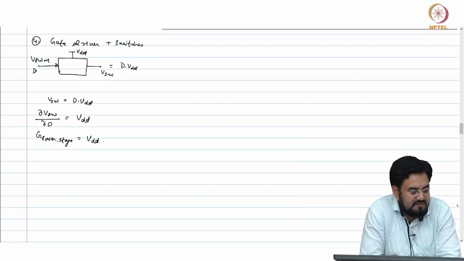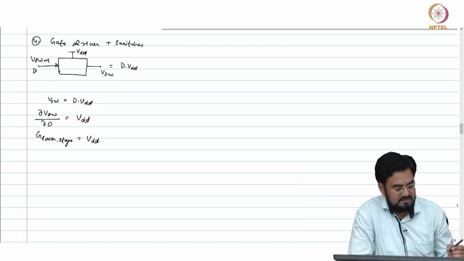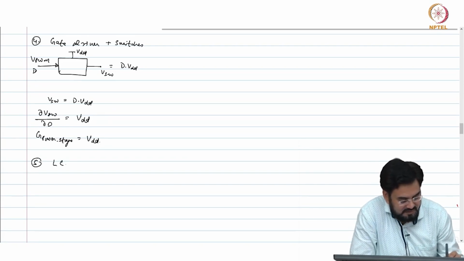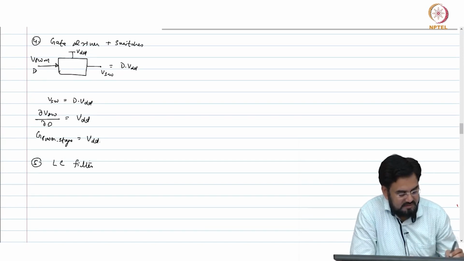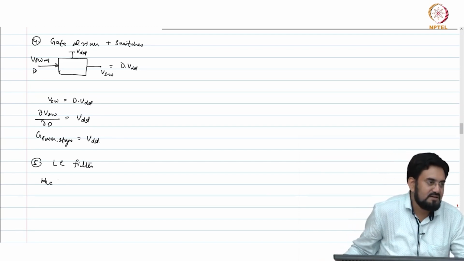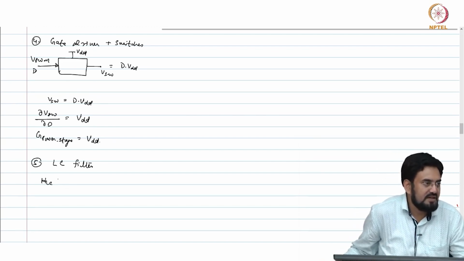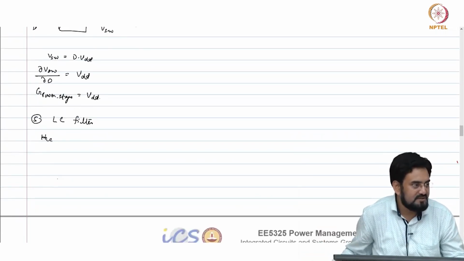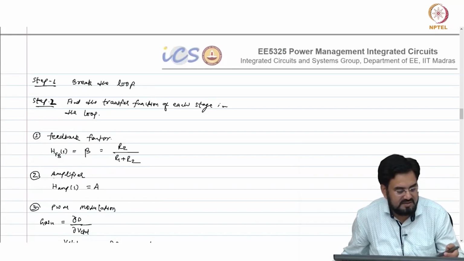Then after that, what do you have? The signal goes to the LC filter. That is straightforward. Whatever you get at the input will get filtered out. So V out by V in, where V in simply means VSW actually.